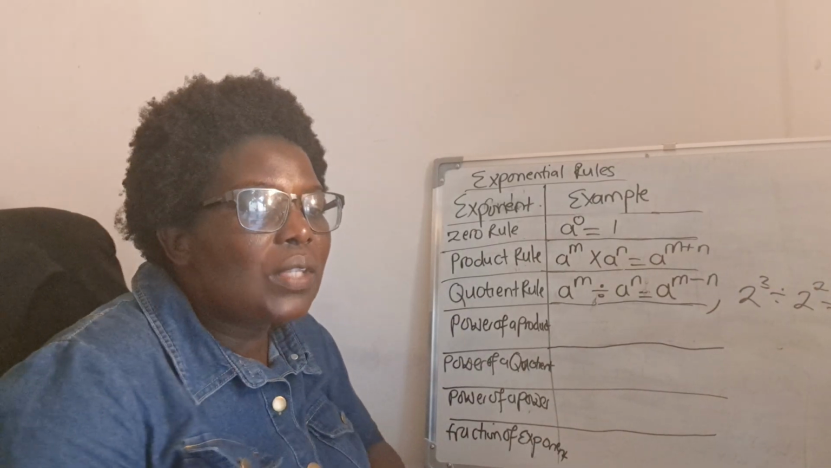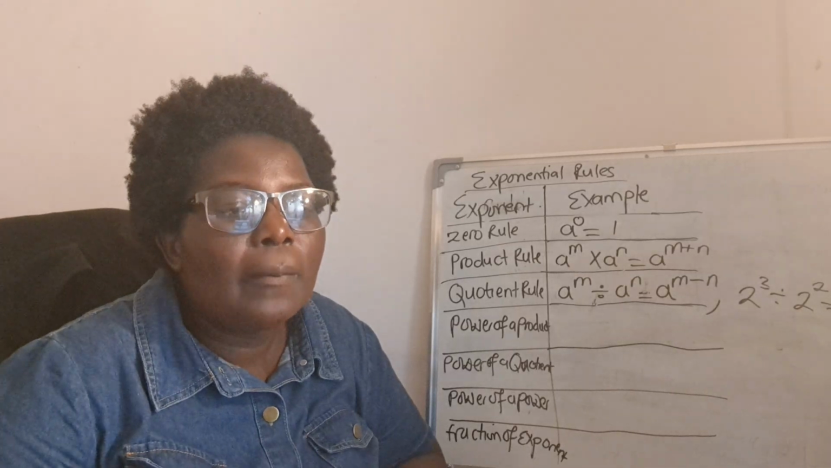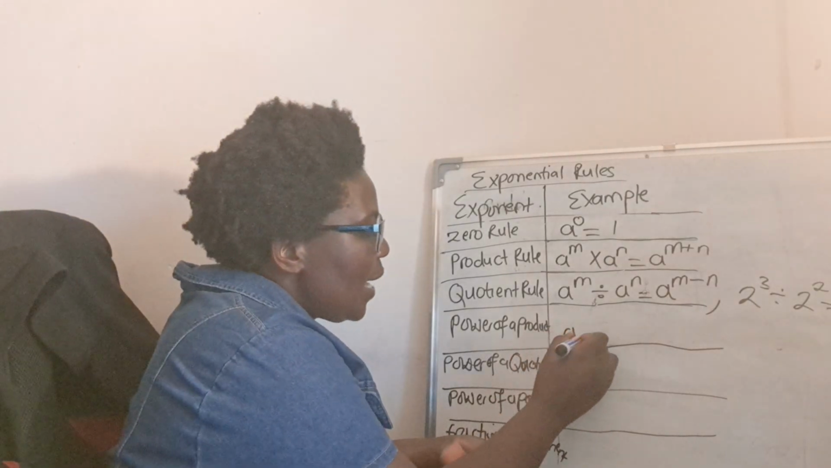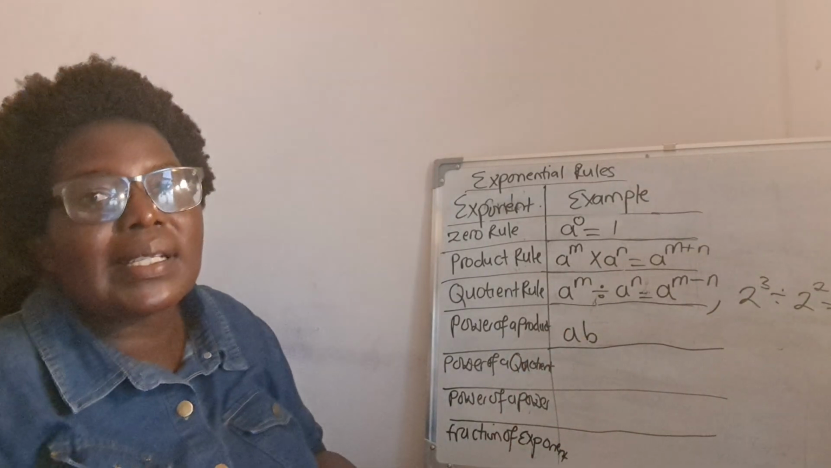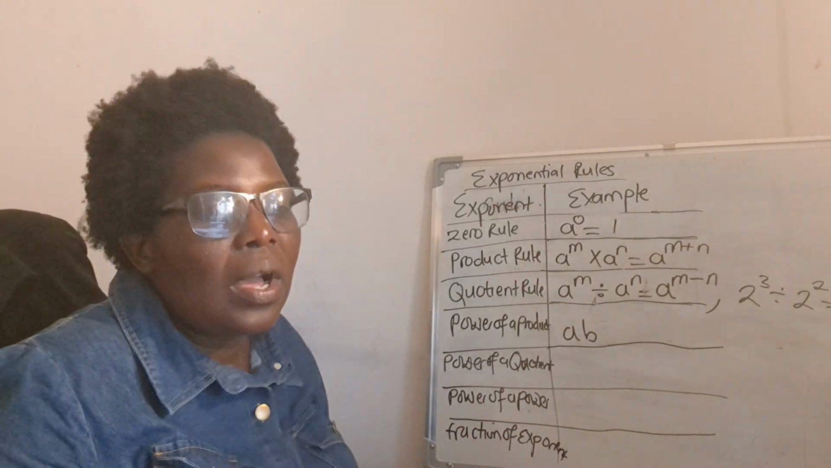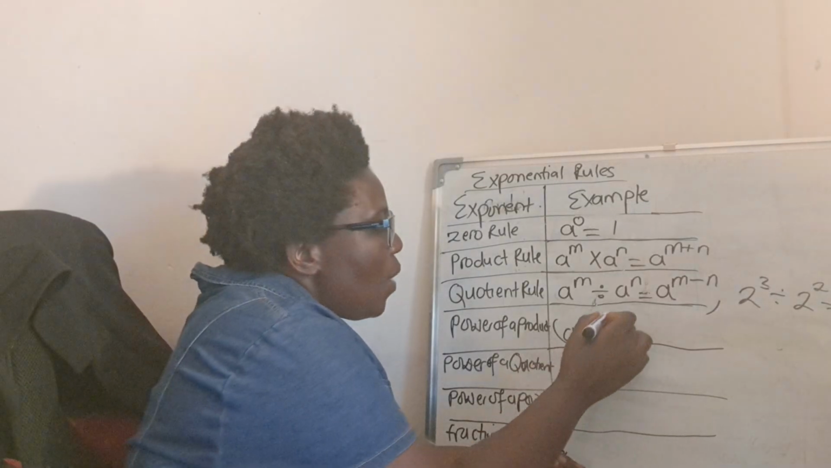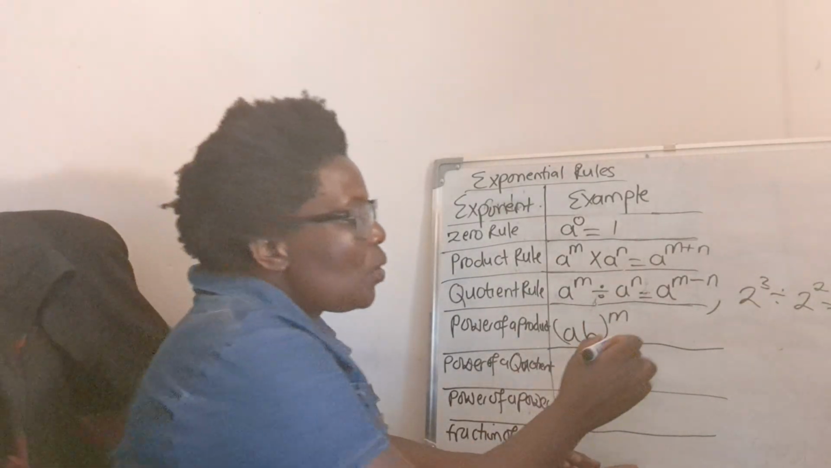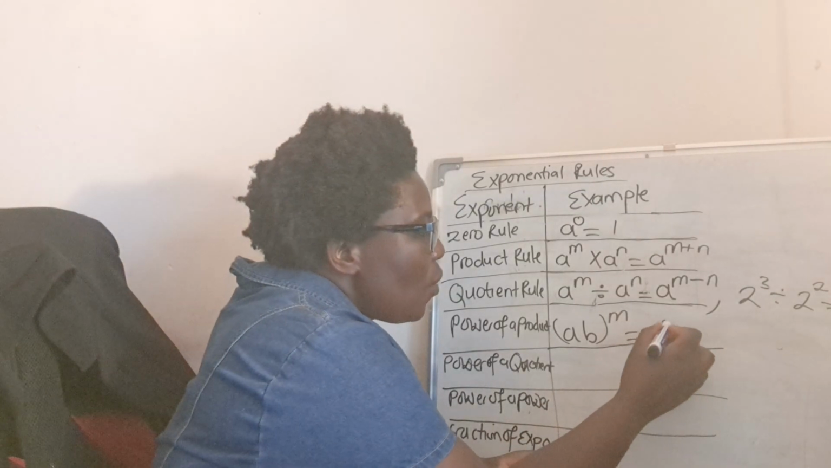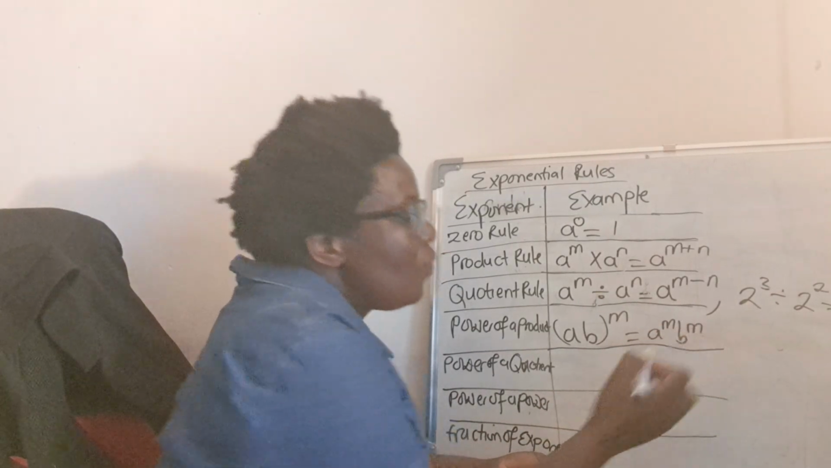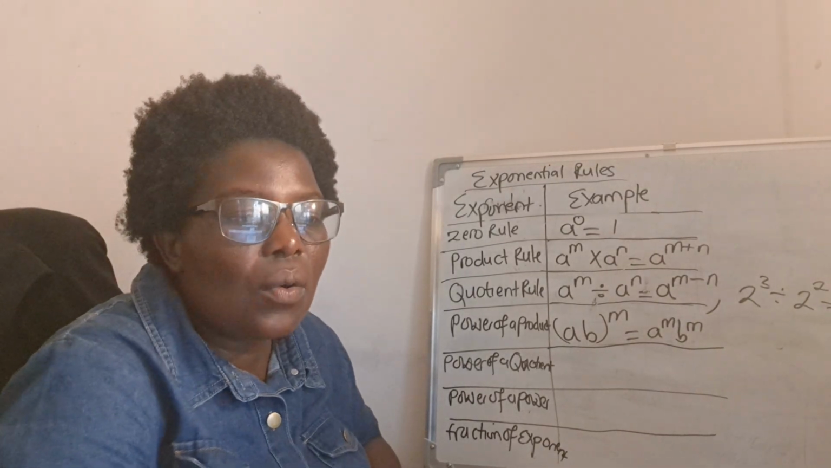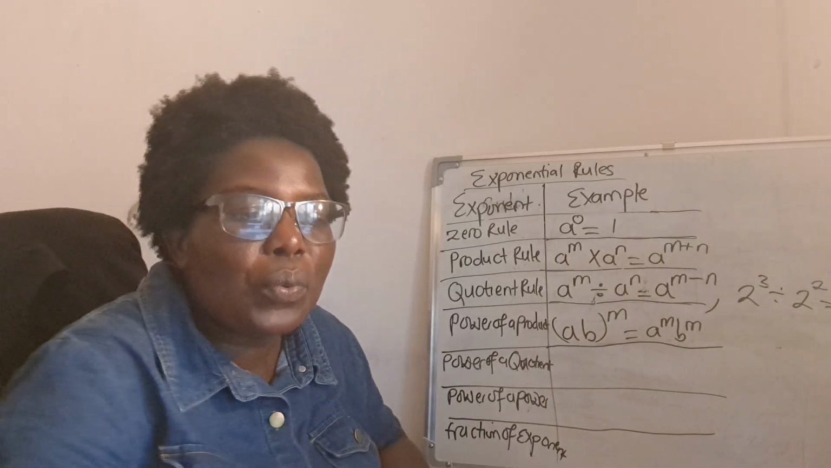Let's move on to the next one, the power of a product. Let's assume that we have ab. Remember, when you're talking about a product, it's a multiplication, a times b. And these two are also raised to the power of m. This can be written as a to the power of m and b to the power of m. That's what we say on the power of a product rule.